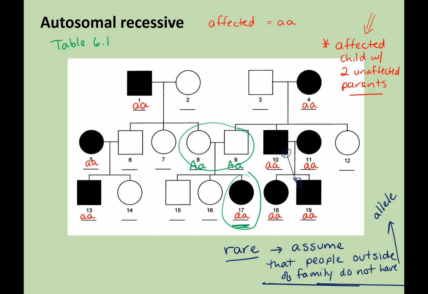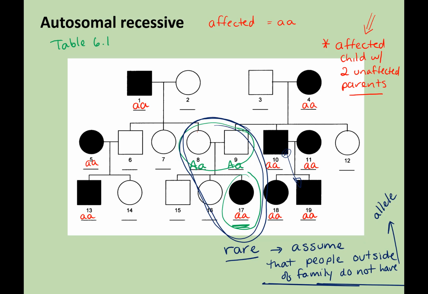Many pedigrees will fit autosomal recessive. It's very easy to make them work. So I will not accept autosomal recessive unless you have something like this, where you have an affected child with two unaffected parents. Just because it can work doesn't mean that is truly the mode of inheritance.